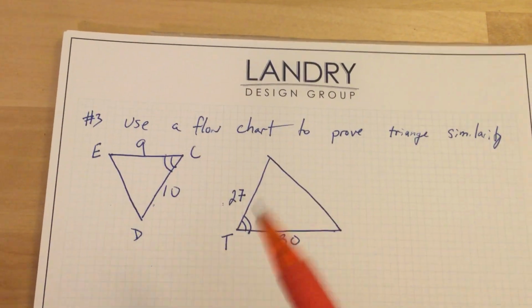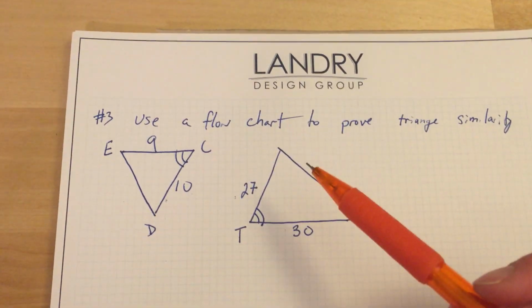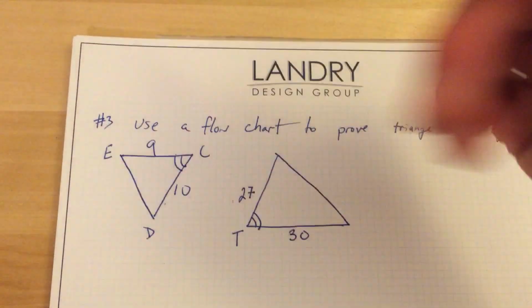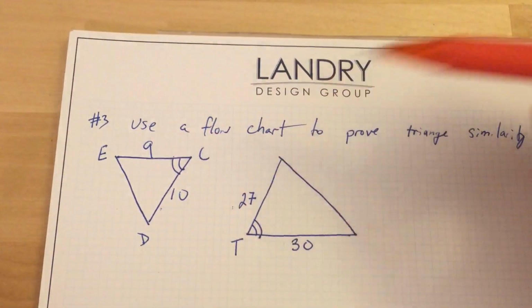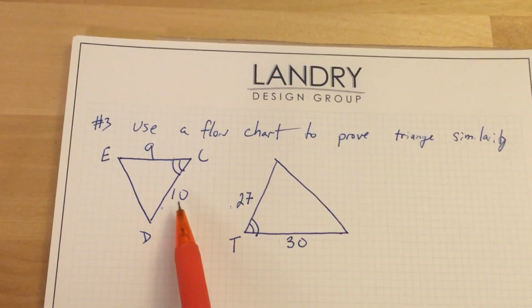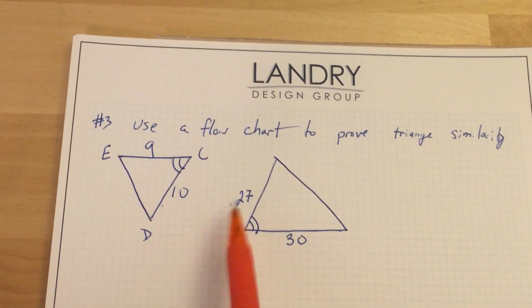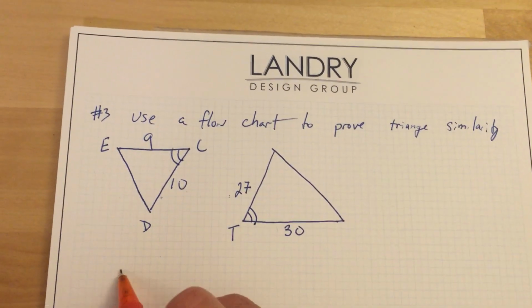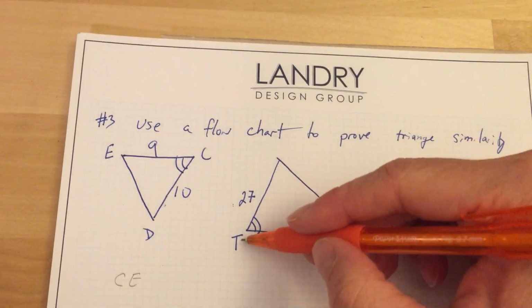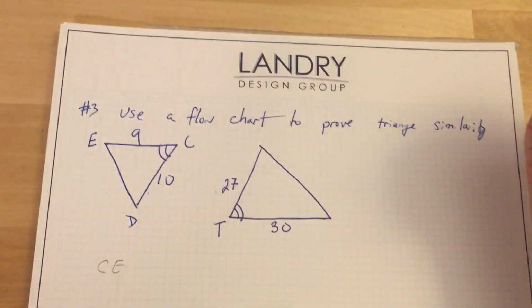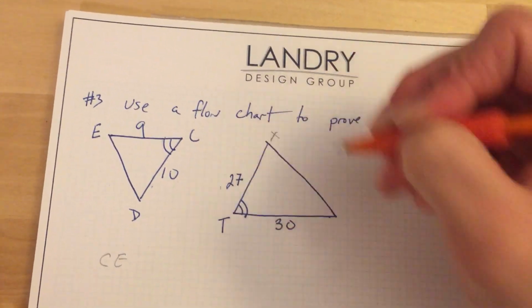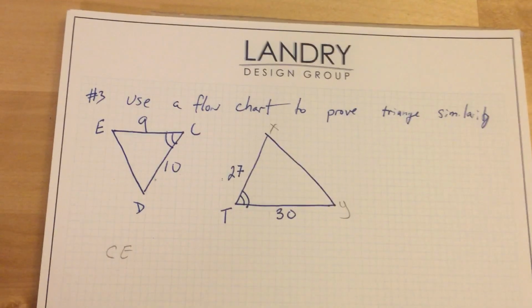So again, look at the numbers and see if you notice something similar. Again, you would rotate and kind of flip to see kind of what matches up with what. The 10 is going to match up with the 30. The 9 would match up with the 27. So I can say CE. Oh, I totally forgot letters on this one. So let's just make up some letters. So T, X, and Y. Sure.